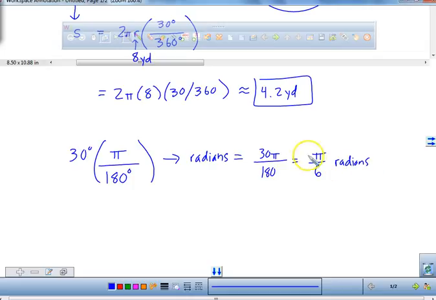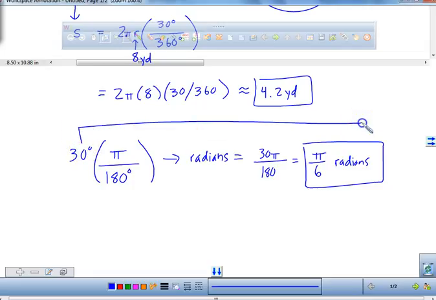So 30 degrees, everybody, is actually equivalent to pi over 6 radians. So these are the same. If I say 30 degrees, you say pi over 6 radians. 30 degrees, pi over 6 radians. There you go. Good job.